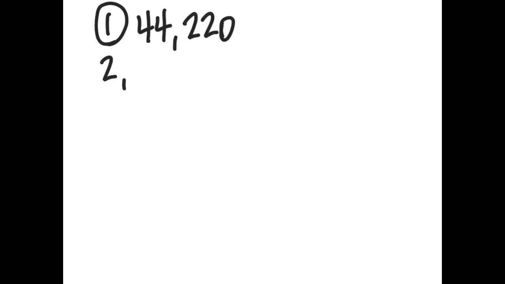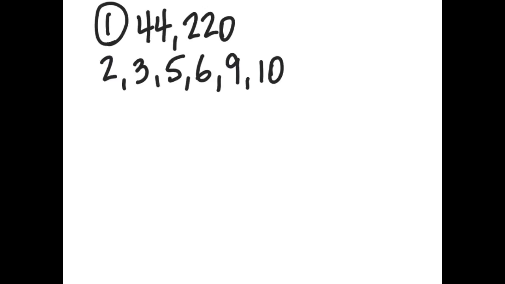Okay, gang, now it's your turn. For your two problems at the bottom of your WISC form, the first problem, you're going to write 44,220, and you're just going to write the numbers 2, 3, 5, 6, 9, and 10. And if 44,220 is divisible by 2, you're going to circle it. Now in your mind, make sure you can tell me why by the rules. In other words, 44,220 is divisible by 2 because it ends in a 0, and 0 is an even number. And that's how I can determine the divisibility rules.